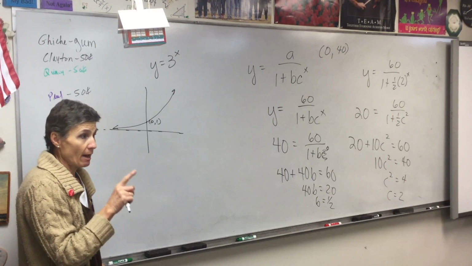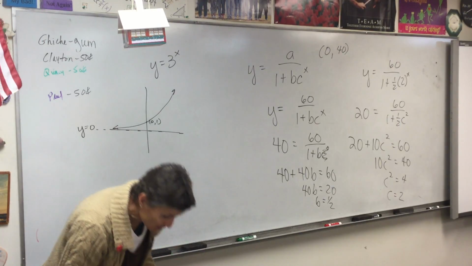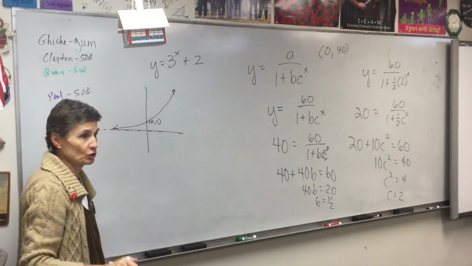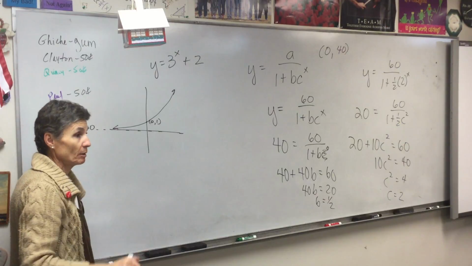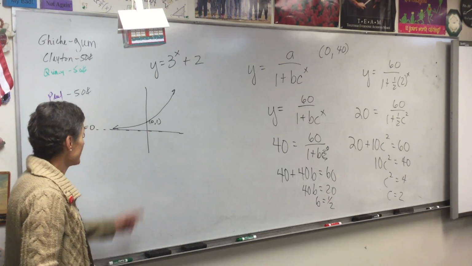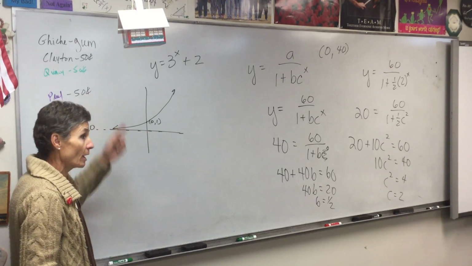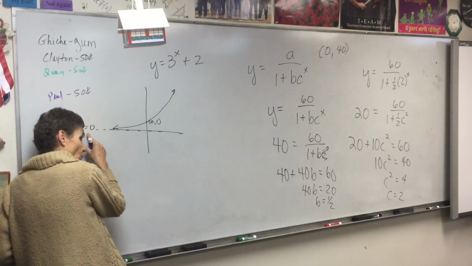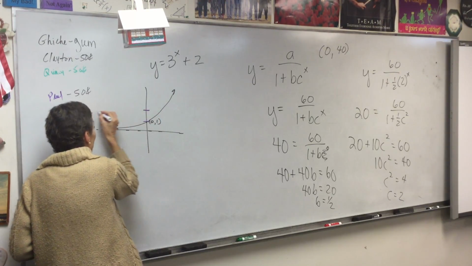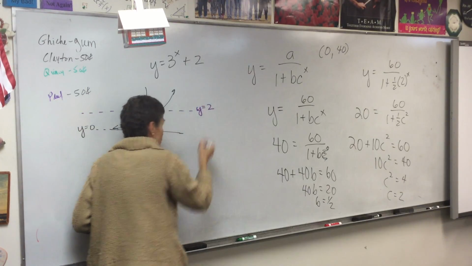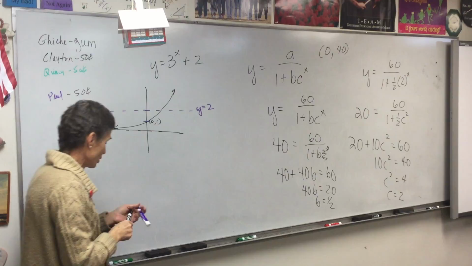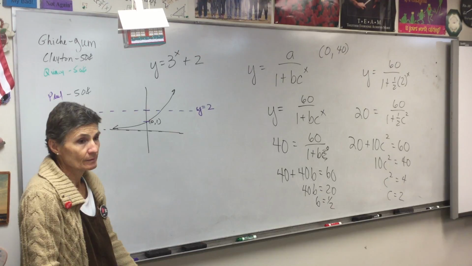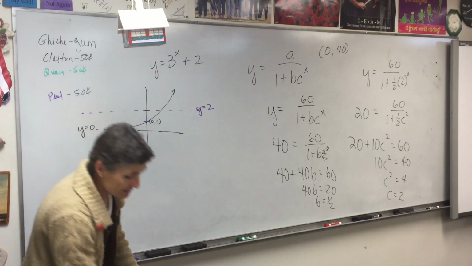Okay. Now, we also learned way back in September what happens when you stick a plus 2 onto any function. What happens when you stick a plus 2 onto any function? It takes whatever it was and lifts it up 2. So that means the asymptote that was at y equals 0 is now where? Y equals 2. Write the equation of the asymptote. Y equals 2. Easy.